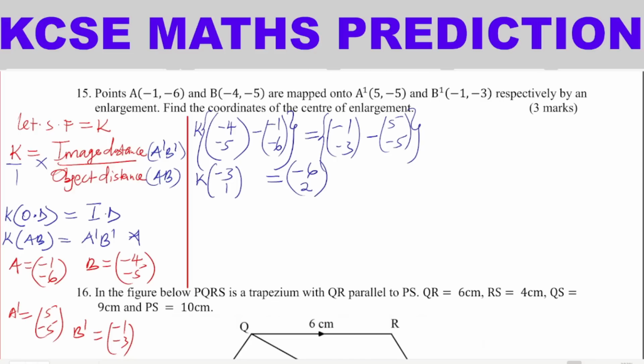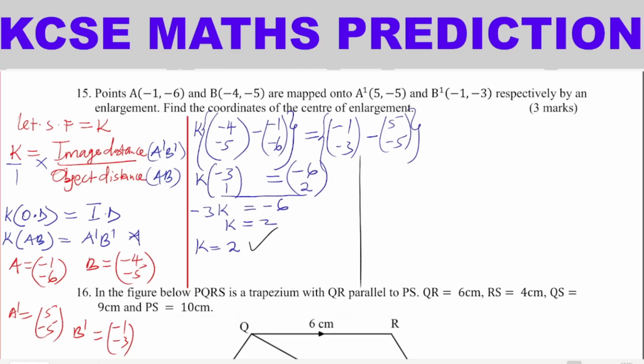So multiplying everything, this will give -3K is equal to -6. So K is equal to 2. And also the bottom line here, if you work it out, you still get K is equal to 2. So K is the scale factor of enlargement, and you already got that as 2.